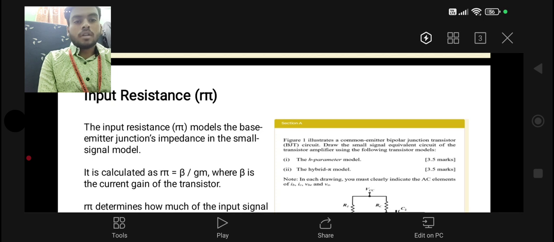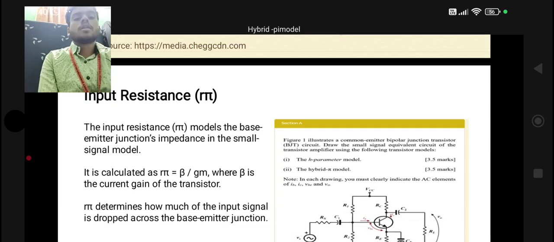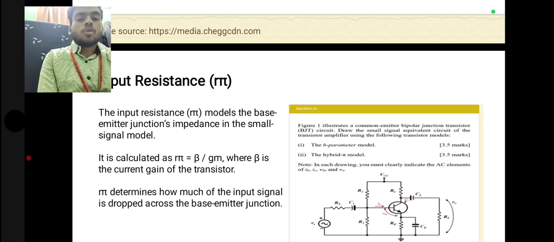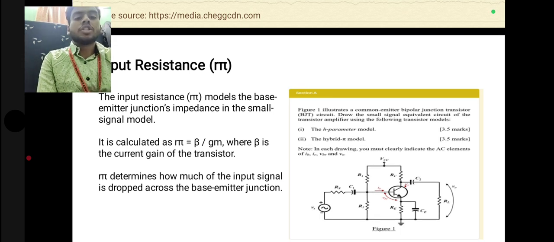Here we move on to the next slide. Input resistance r pi. The input resistance r pi models the base emitter junction's impedance in the small signal model. In the base emitter junction of the small signal model, the input resistance r pi is determined. It is calculated as r pi equals beta by gm.